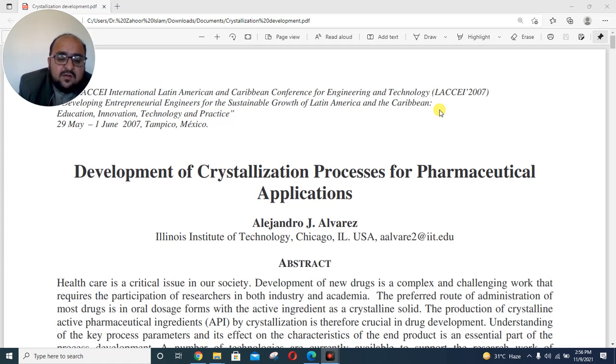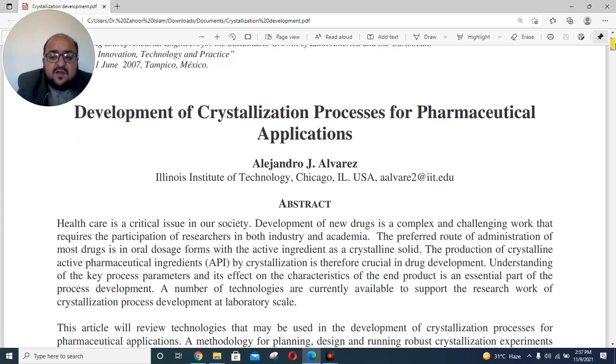Nowadays healthcare is a critical issue in our society. So development of new drugs is a complex and challenging work that requires the participation of researchers in both industry and academia. The preferred route of administration of most drugs is the oral dosage form because it is convenient for every patient, with the active ingredients as a solid or crystalline solid.